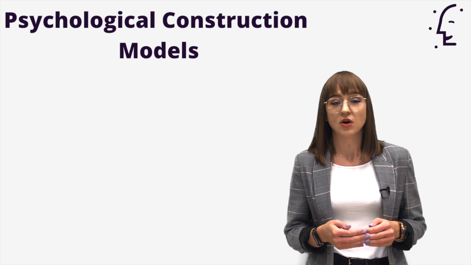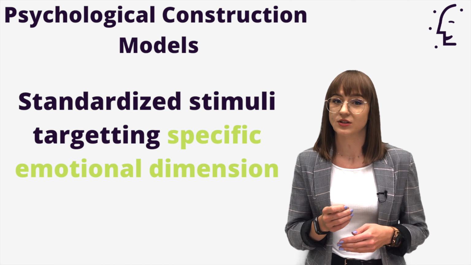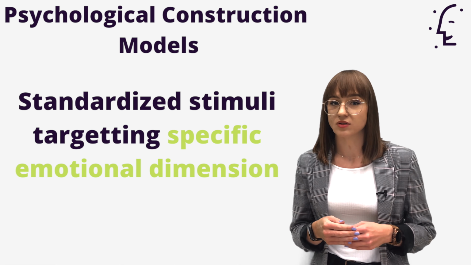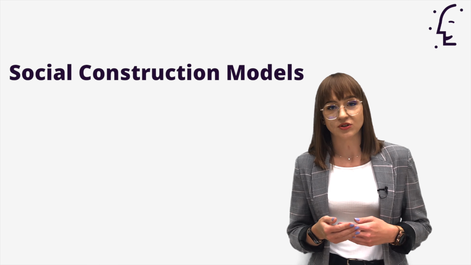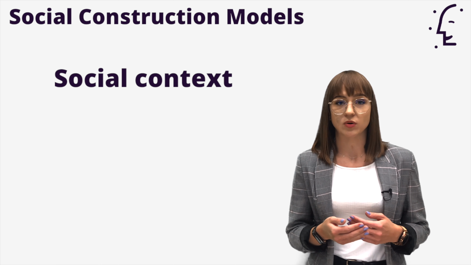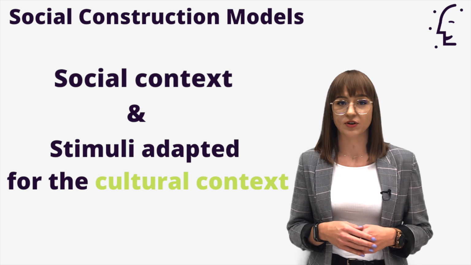Researchers adopting psychological construction models would use standardized stimuli targeting a specific emotional dimension, like positive valence, as emotions are composed of more basic ingredients. Finally, scientists that use social construction models would control for social context during the emotion elicitation and believe that the stimuli should be adapted for the cultural context.